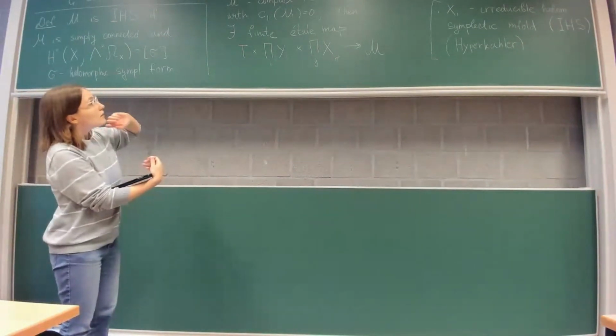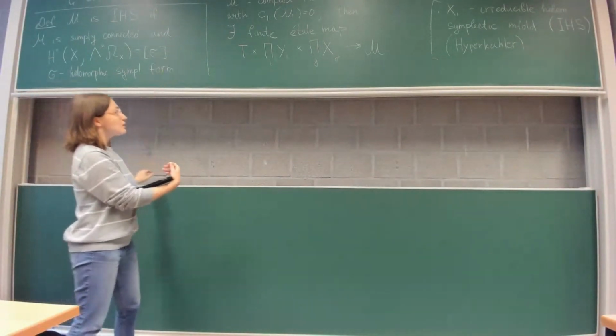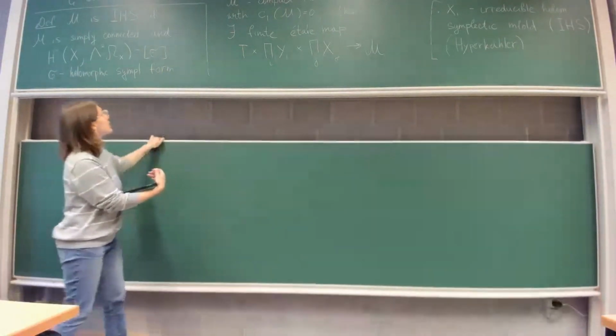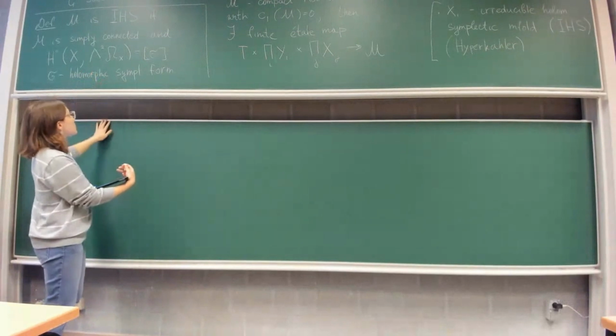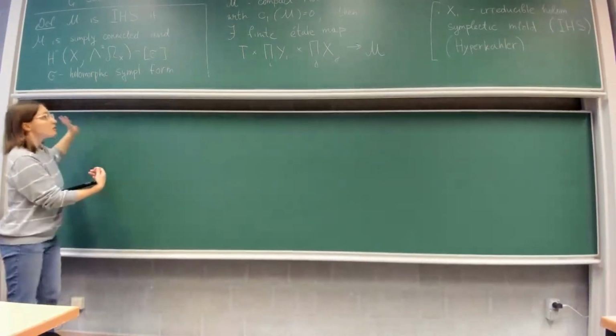And for example, well, I said I wouldn't write the definition, but for Calabi-Yau's, there's no such form. So, actually, I think this H0 will be 0 by definition. But yeah.